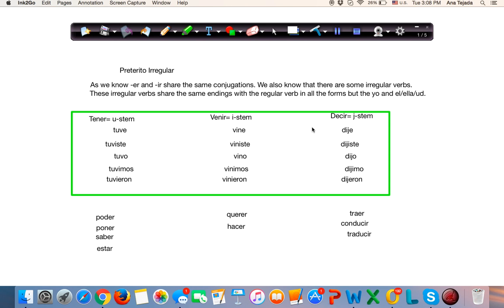So, as we know, ER and IR infinitive verbs share the same conjugations, meaning that their endings are the same. We also know that there are some irregular verbs, right? We have talked before that verbs in the preterite that end in IR still keep their stem changing, remember? Well, in this case, we're gonna talk about some of those irregular verbs, and they're gonna be IR and ER ending verbs. So we're gonna see how this affects these verbs.